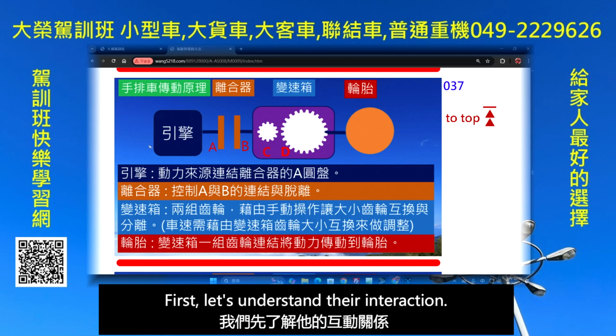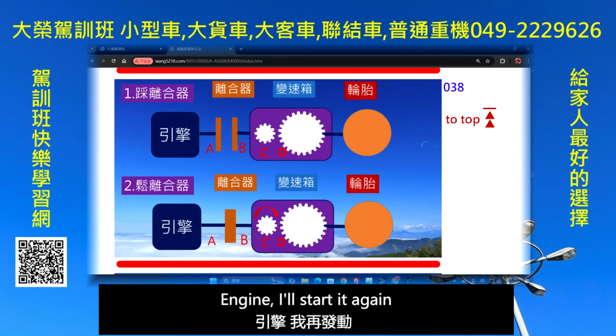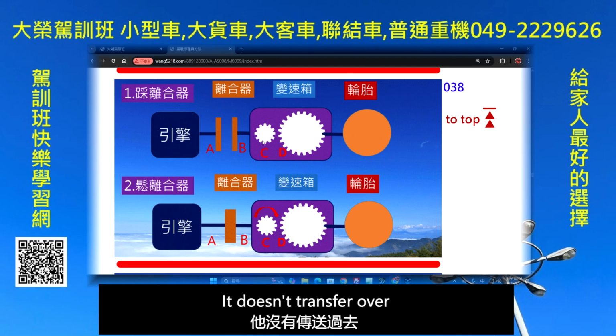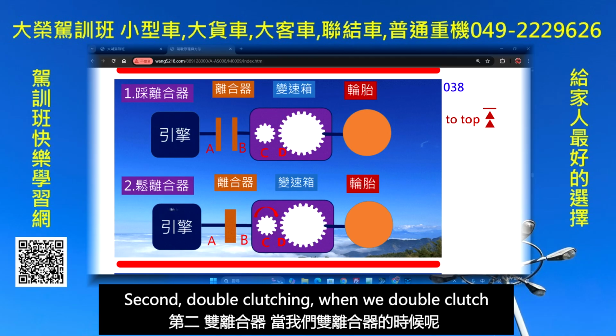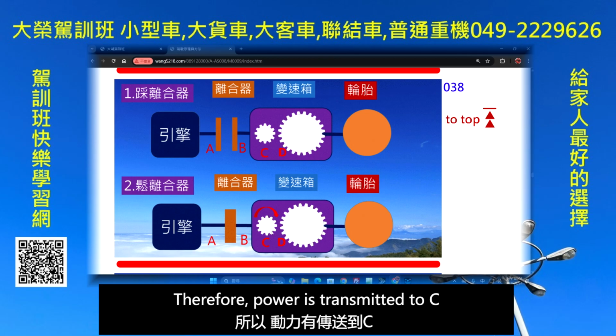First, let's understand their interaction. When we press the clutch, A and B separate. Engine, I'll start it again. Power only transfers to A here. It doesn't transfer over because the second device is separated. Second, when we release the clutch, A and B connect together. Therefore, power is transmitted to C.